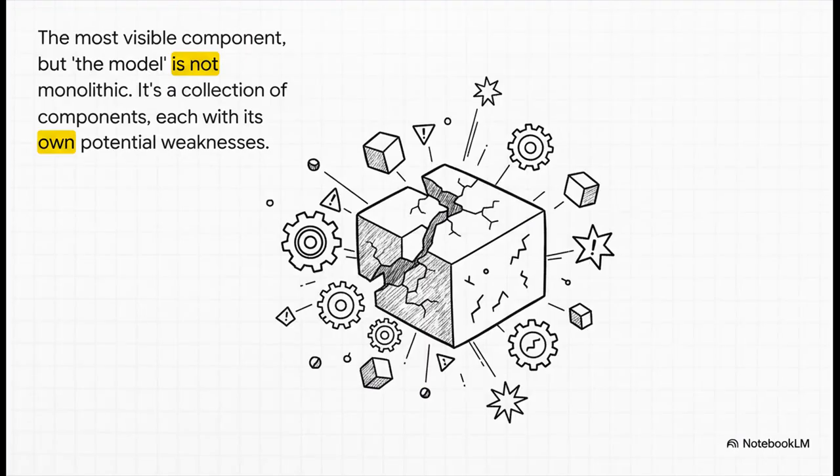Let's start at the top. Layer 1, the model itself. This is what everyone sees, the part that gets all the attention. But here's the key thing to remember. The model isn't just one single monolithic block. It's actually made up of a bunch of different pieces, and every single one of those pieces could have a weakness an attacker could go after.